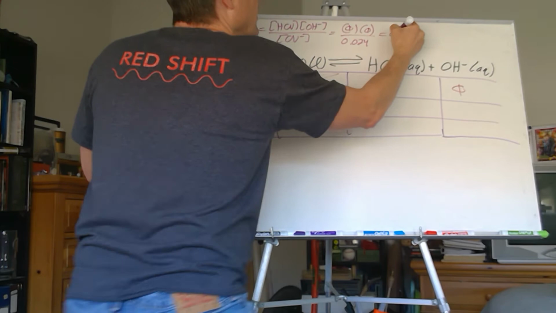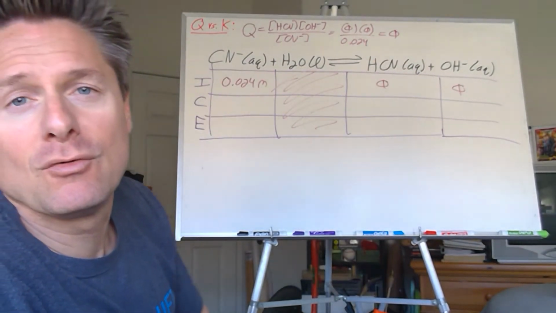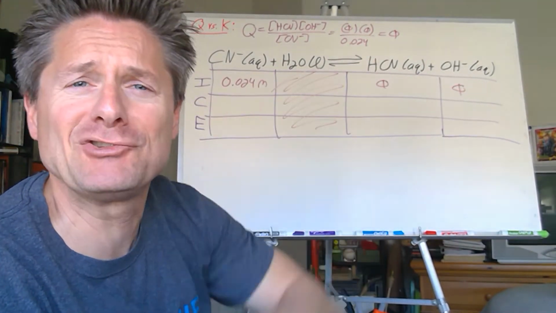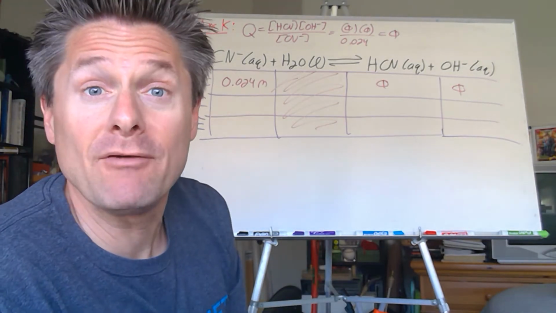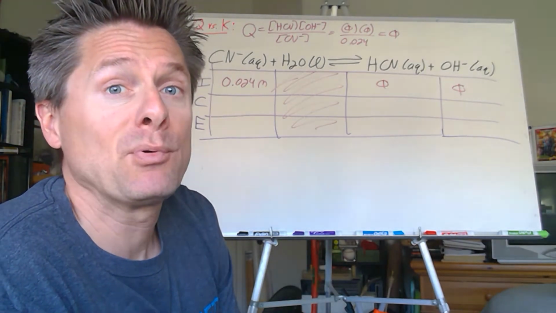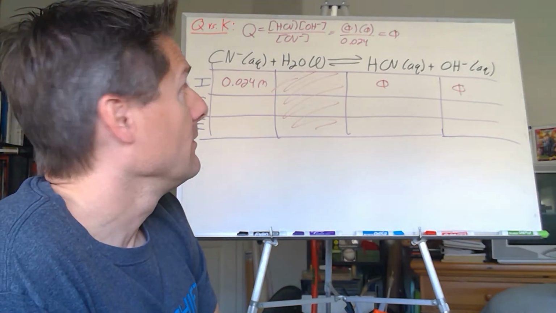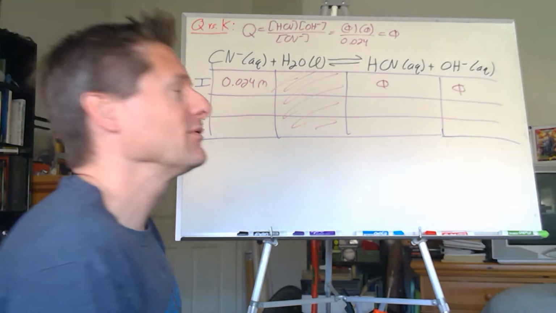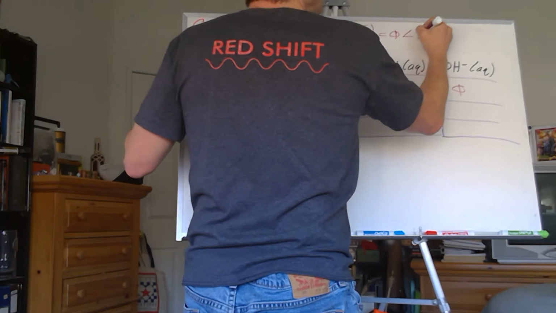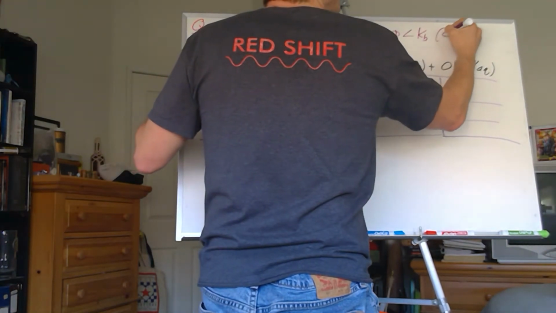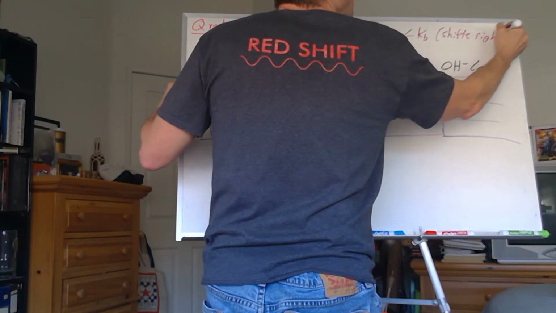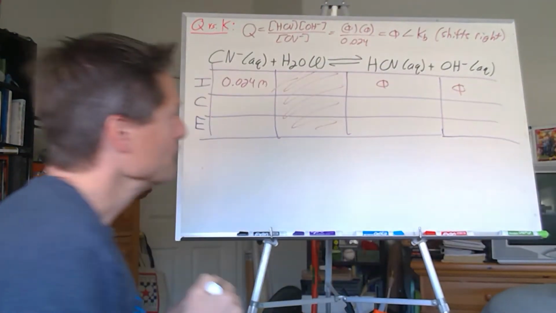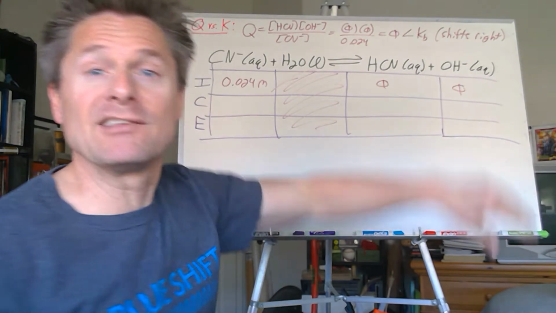Of course, this is the type of Q you could have done in your head. You don't have to show me that math. That happens so often. Obviously 0, even though our KB value is pretty small, 0 is smaller. So this will be less than KB. Therefore, this is going to shift to the right. Obviously, there's no products. It's going to shift to the right.